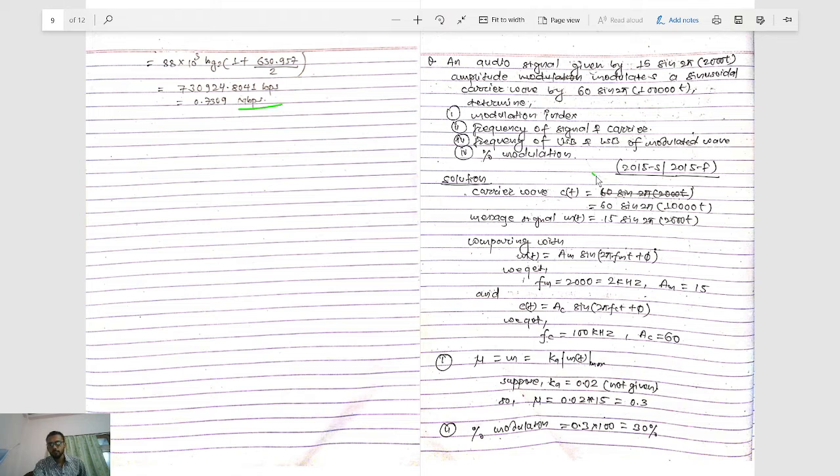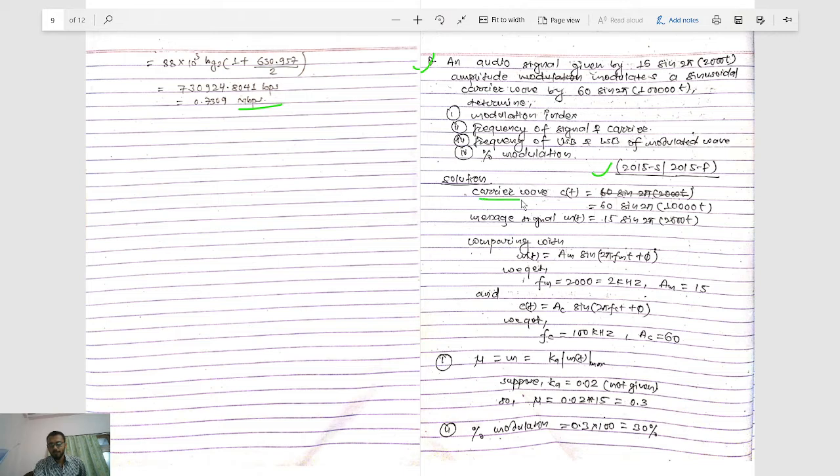Similarly, we have another important numerical, and this numerical was asked in 15 spring as well as in 15 fall of Pokhara University. So let's see this. An audio signal given by 15 sin(2 pi 2 followed by 30t) amplitude modulates a sinusoidal carrier wave given by 60 sin(2 pi 1 followed by 50t). Here you have to calculate the modulation index, frequency of signal and carrier, frequency of USB and LSB, and percentage modulation.